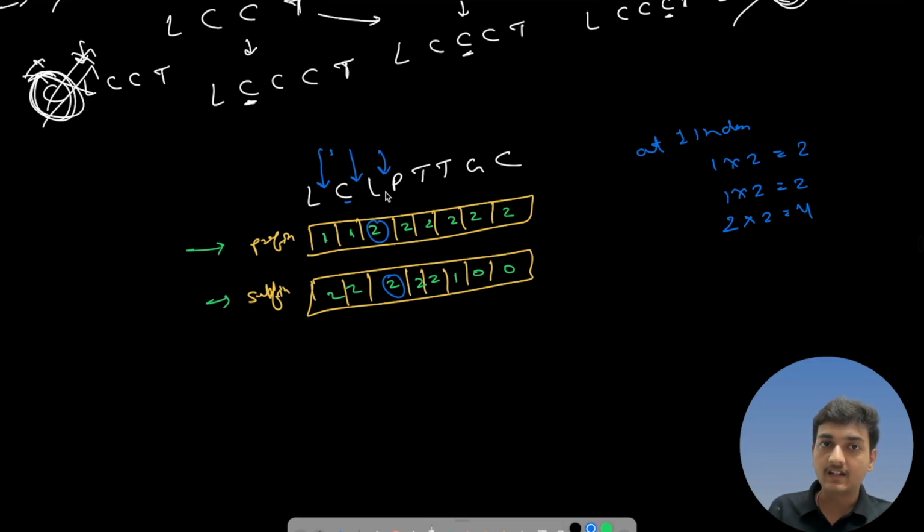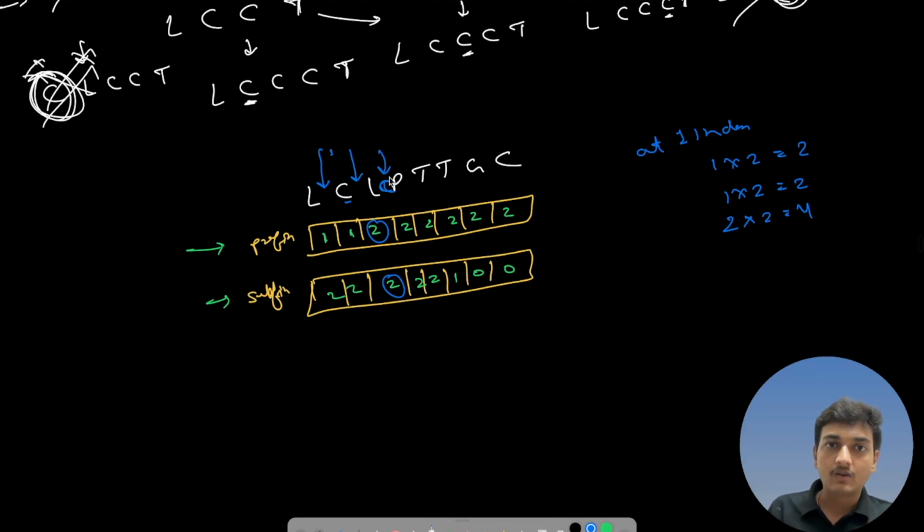If I add C here, visualize it. How many L's are there on the left side? 2 L's. How many T's are there on the right side? 2 T's. Okay, super. So I was using blue color.